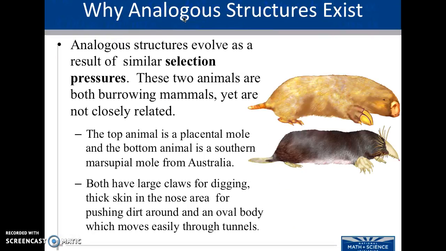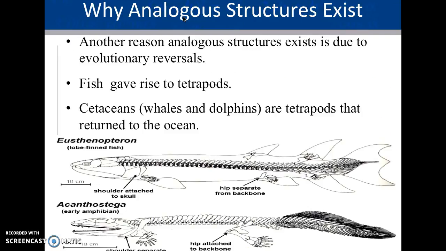Why do these analogous structures exist? Analogous structures evolve because of selection pressures, basically environmental pressures. It just has to do with the need for evolving to do a certain job. When we look at the right image, these are different types of burrowing moles. They both live in very similar environmental areas, but they are not genetically very closely related, and therefore they are analogous traits that they share because they do look very similar.